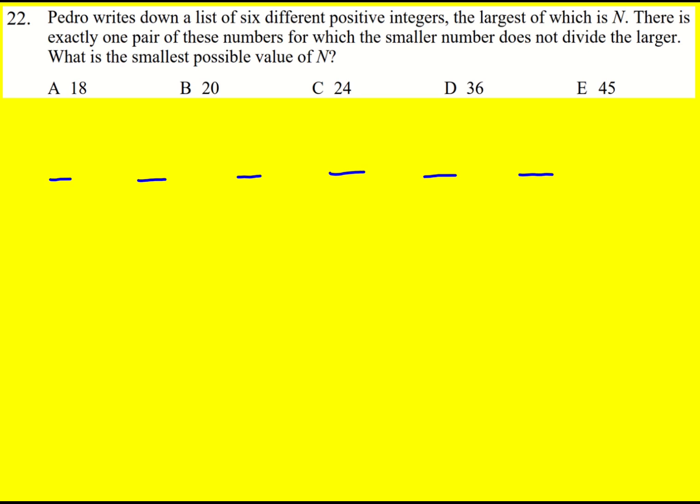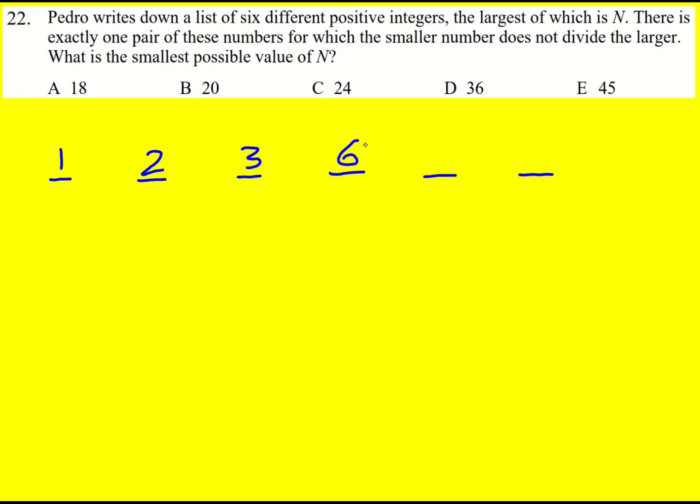Okay, so I want to make n as small as possible, so it makes sense to start with 1, and the second one can be 2. Now, I've got a bit of choice over the third one. I decided to go with 3. So 2 doesn't divide into 3, so I've already dealt with the pair where the smaller number does not divide the larger. I can't have any more. And therefore, every other number from now on must be a multiple of 2 and 3.